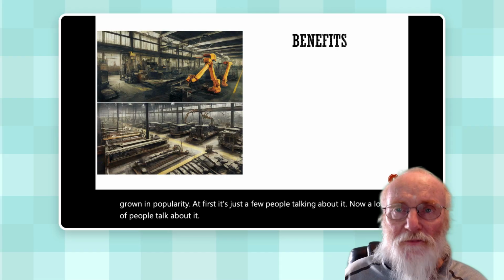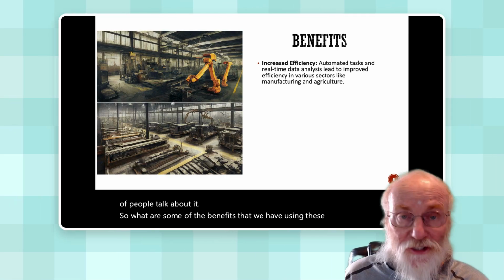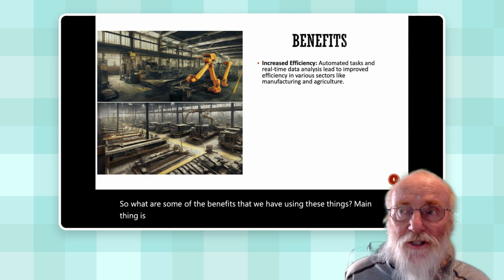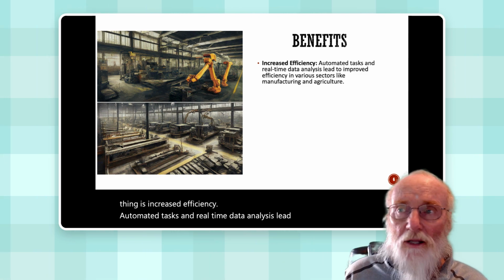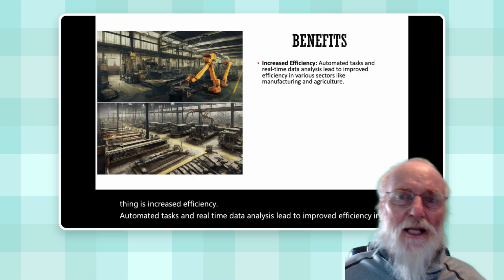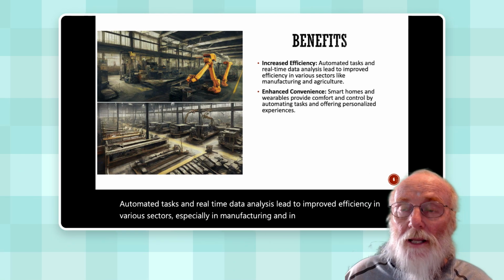So what are some of the benefits that we have of using these things? Well, main thing is increased efficiency. Automated tasks and real-time data analysis lead to improved efficiency in various sectors, especially in manufacturing and in agriculture. Those are two areas that are really big.